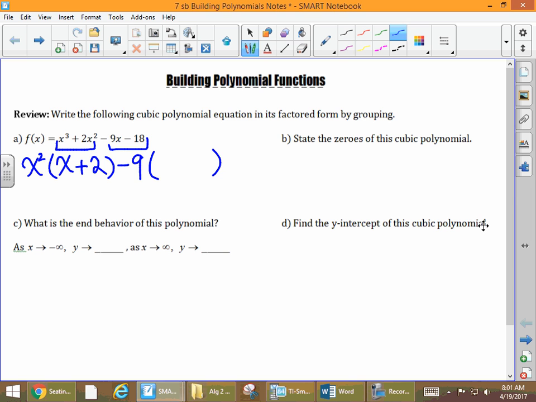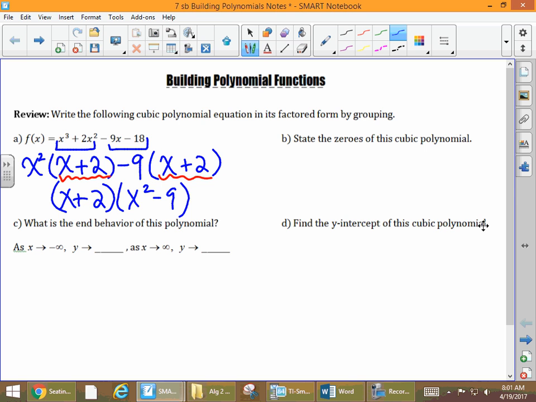And if we've done things right, we better end up with x plus 2 in this parentheses. Negative 9x divided by negative 9 is x. Negative 18 divided by negative 9 is positive 2. And sure enough, we're good here. What we see in each group is an x plus 2. So we're going to factor out an x plus 2, and then we also have an x squared minus 9.